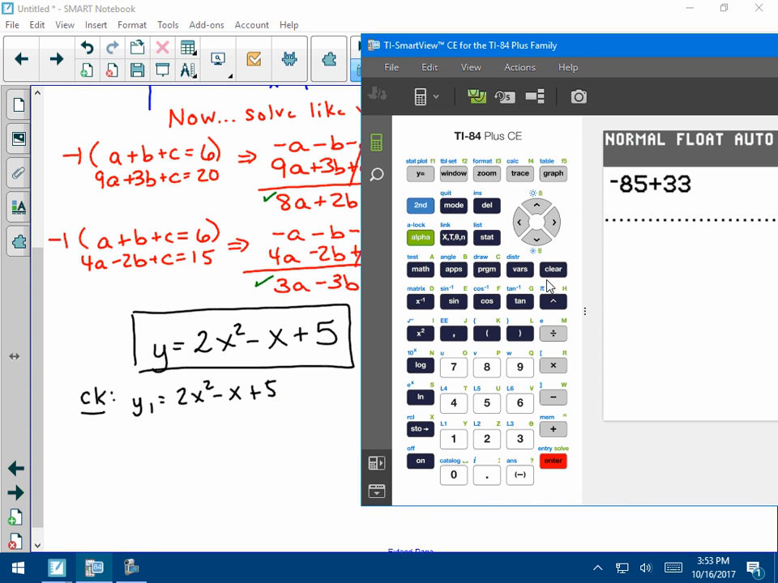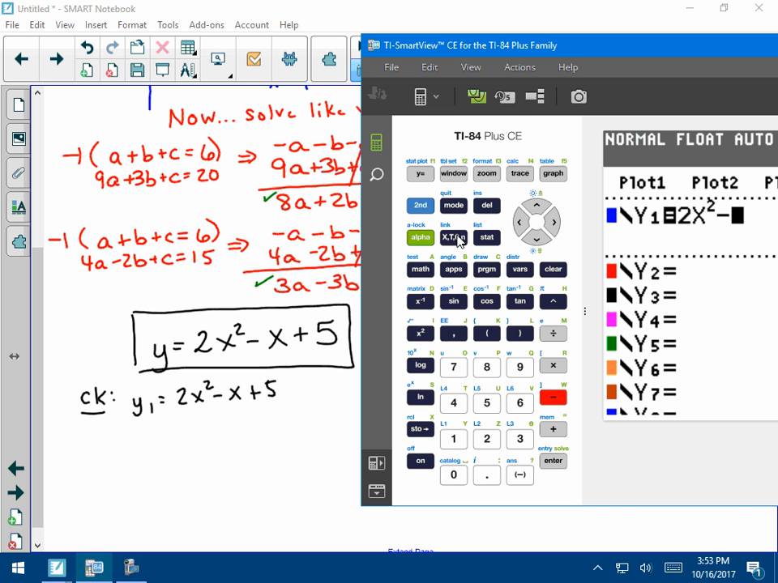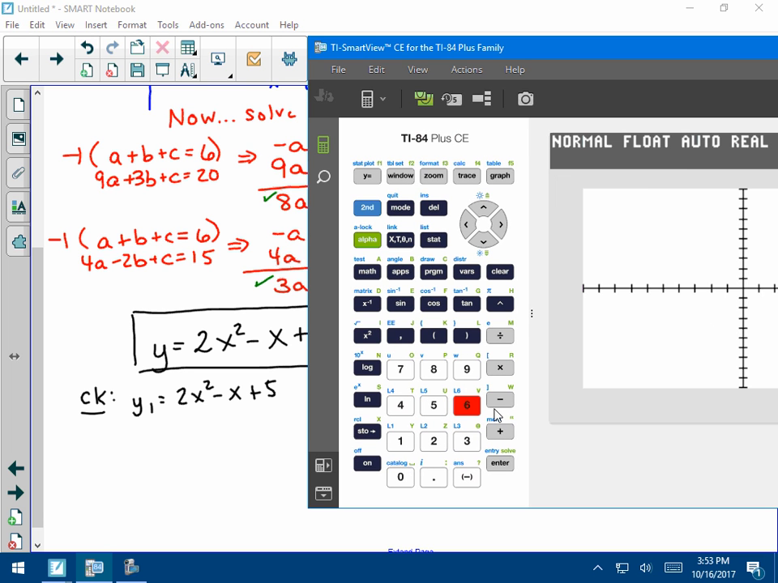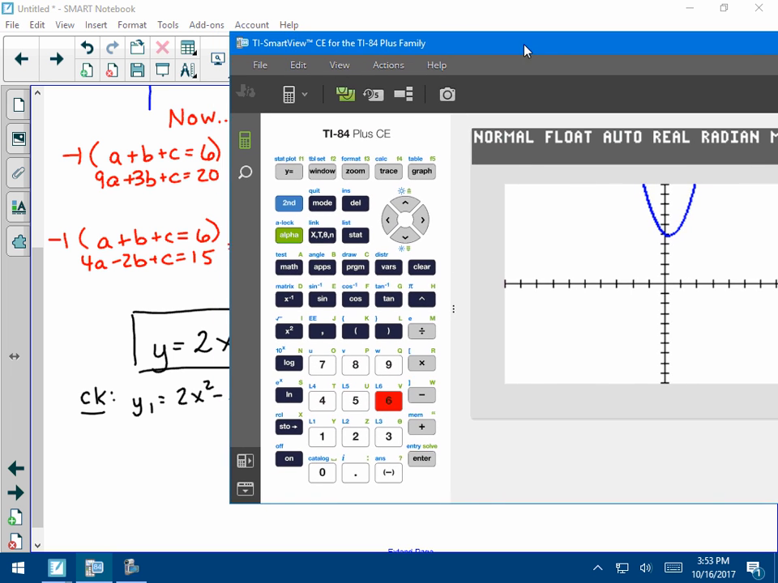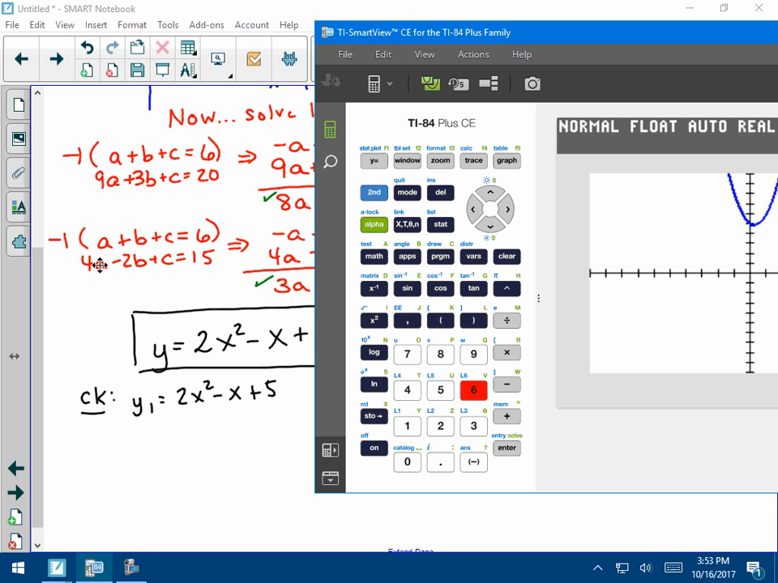Here's my calculator. Y equals, clear anything that's in there. 2x squared minus x plus 5. I'm just going to zoom standard. There's the parabola. And I want to see if those points are actually on the graph.